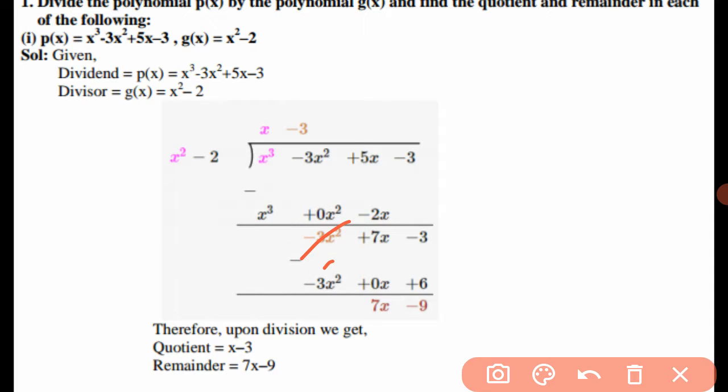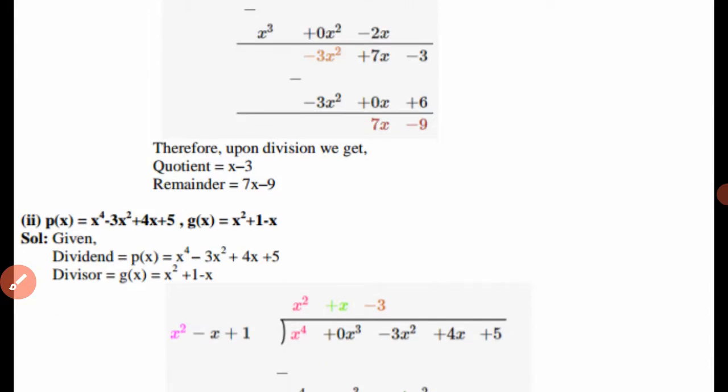Now by cancelling it, and here minus 3 and plus 6, the sign will be changed, it will be minus, so it will become minus 9, and 7x plus 0x is 7x. So in this case 7x minus 9 is the remainder, and x minus 3 is the quotient. So by using this method we can find the quotient and remainder. Now after this, see the next part.